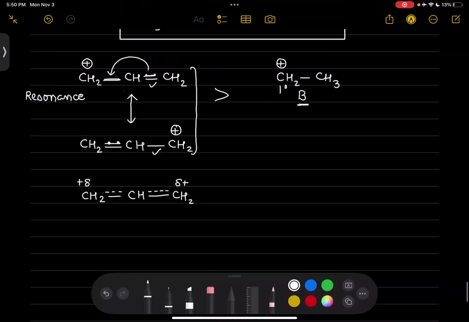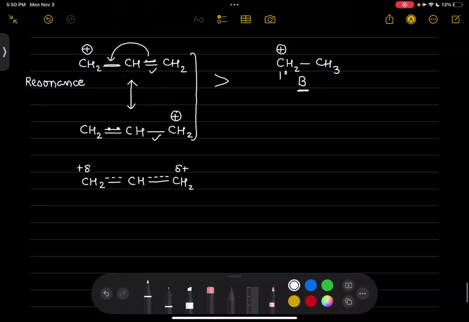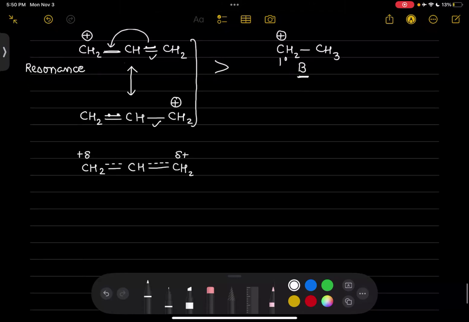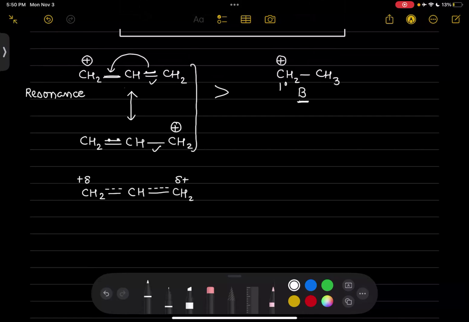Now this causes more stability because the positive charge is distributed and the pi electrons are also distributed on both the sides. Getting the point? So this is the actual structure. What is this actual structure known as? Resonance hybrid. And the structures above it are known as resonance structures.